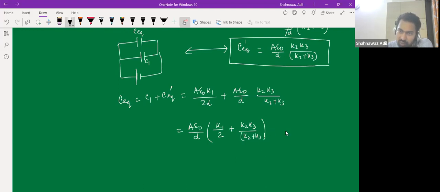So this would be how much? This A epsilon naught by D is there, and the LCM is 2 times K2 plus K3. So then this would be K1 K2 plus K1 K3 plus 2 K2 K3. So this would be the answer.